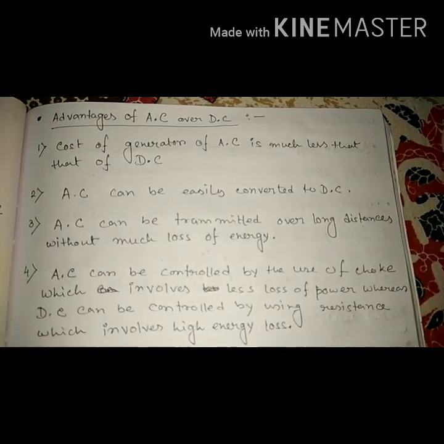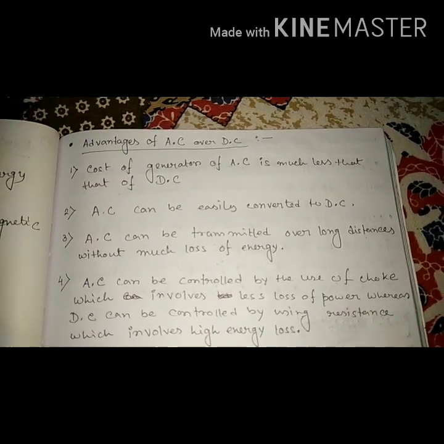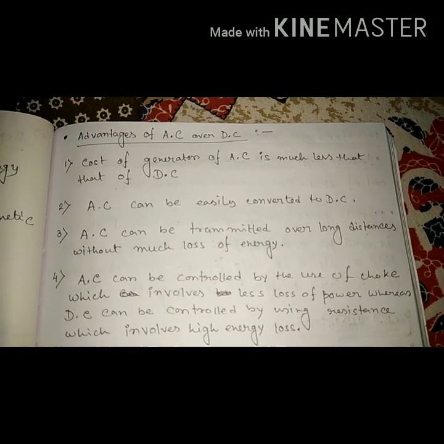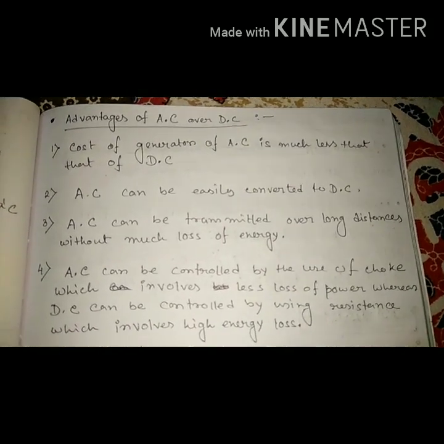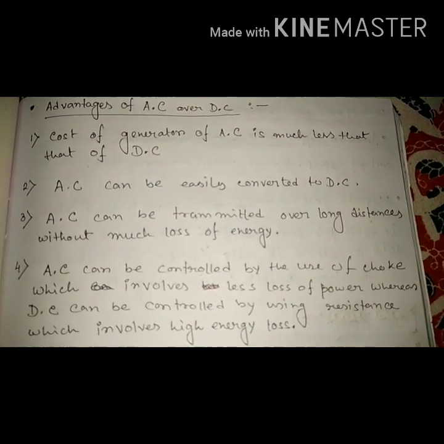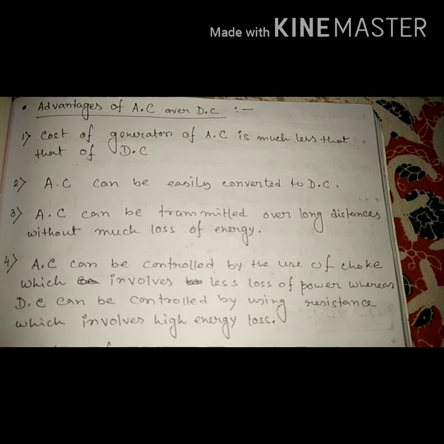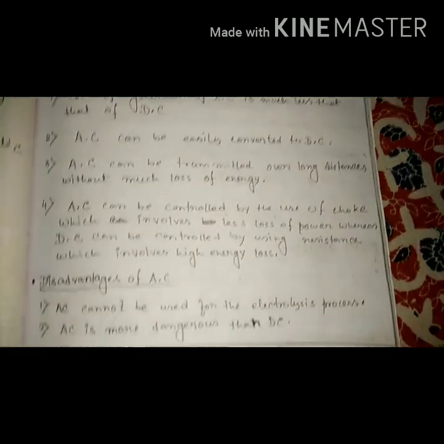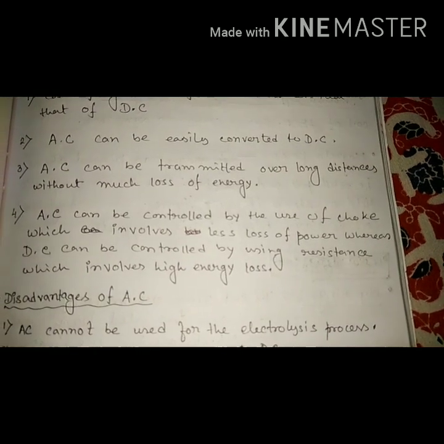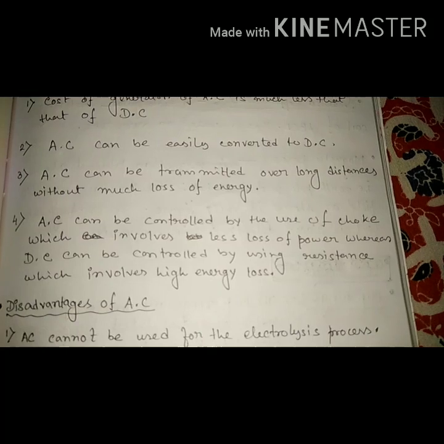And AC can be easily converted to DC. In class 12 you studied a rectifier. A rectifier is a device which converts AC to DC. So AC can be easily converted to DC using a device called a rectifier. AC can be transmitted over long distances without much loss of energy, and AC can be controlled by the use of a choke coil. That you also studied in class 12. One choke coil attached over there, then it can be controlled.